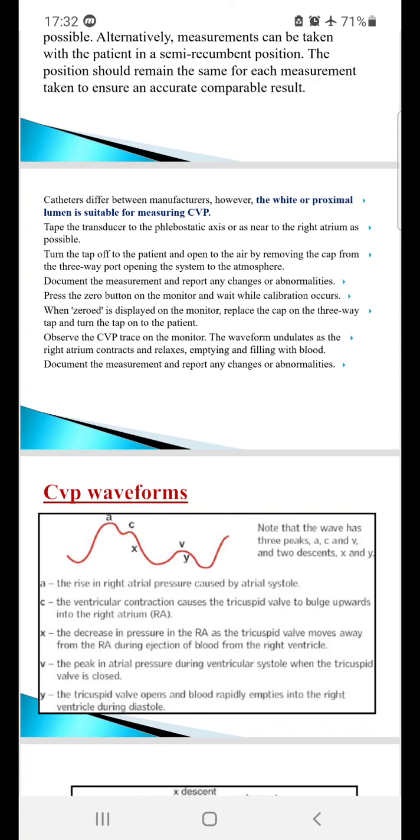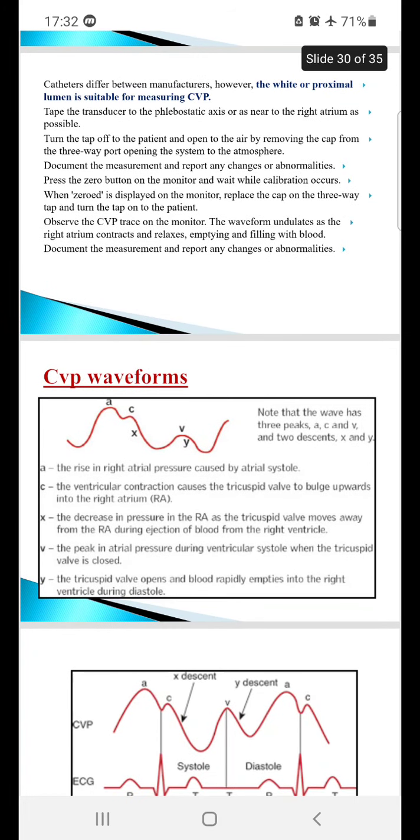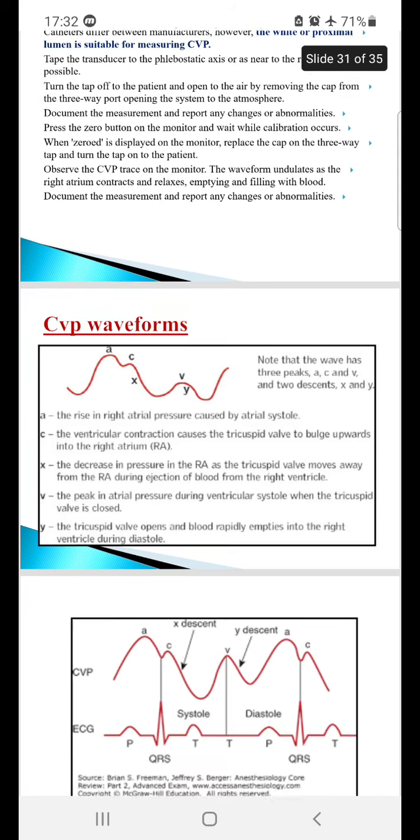Press the 0 button on the monitor and wait while the calibration occurs. When 0 is displayed on the monitor, replace the cap on the three-way tap and turn the tap to the patient. Observe the CVP trace on the monitor waveform. It modulates as the right atrium contracts and relaxes, emptying and filling with blood.